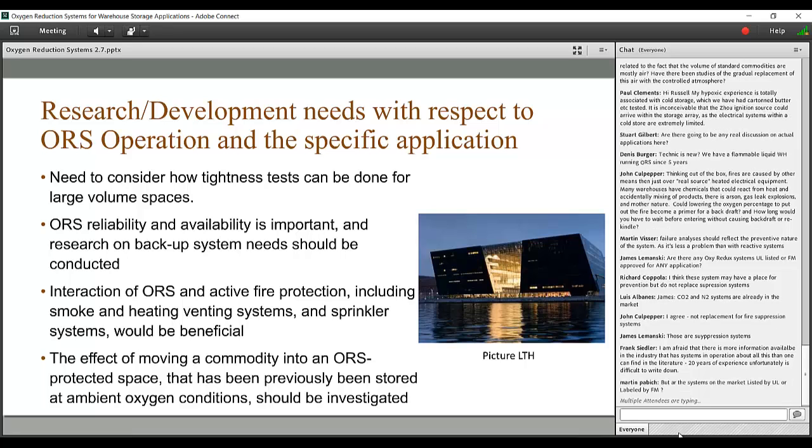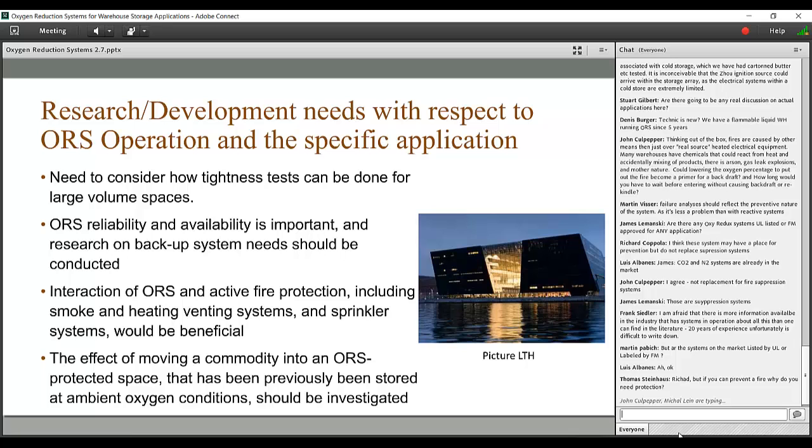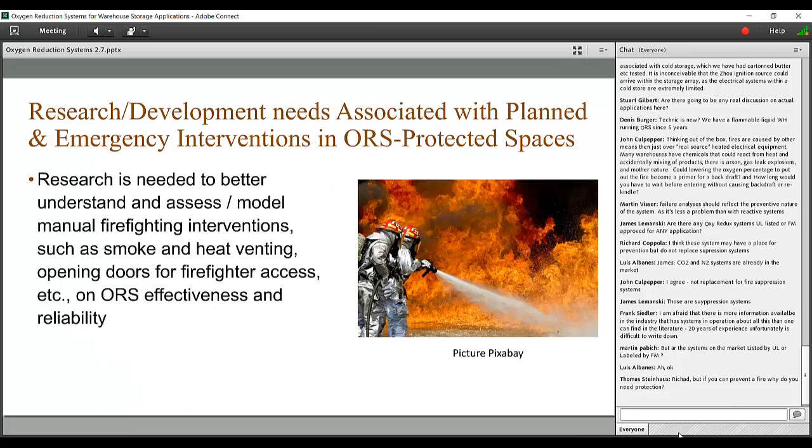So we also have to see how these tightness tests can be done for these large volume spaces, as I said. I saw that now my picture came suddenly, which is the famous opera house in Copenhagen. That brings me a little bit to the research development needs connected to planned and emergency interventions.